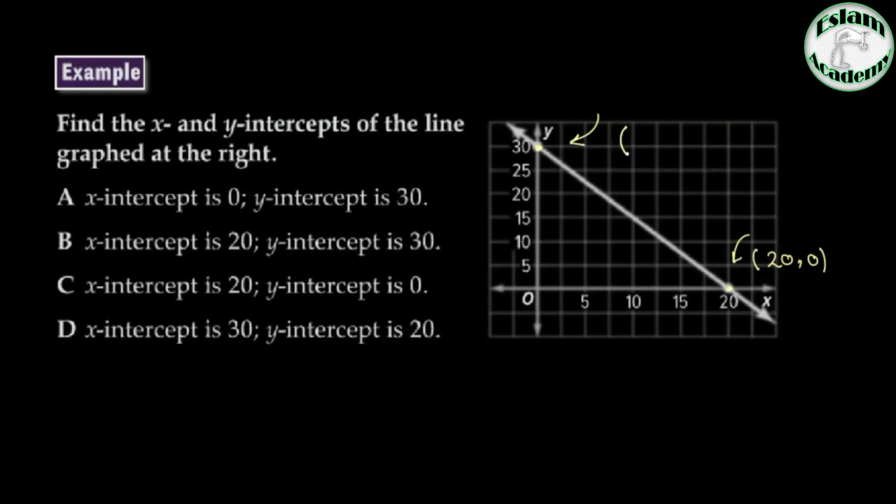And in the y-intercept, we say that the x-coordinate will be equal to 0. So the point will be 0 and 30. So x-intercept will be equal to 20 and y-intercept equals 30. So the answer is B.